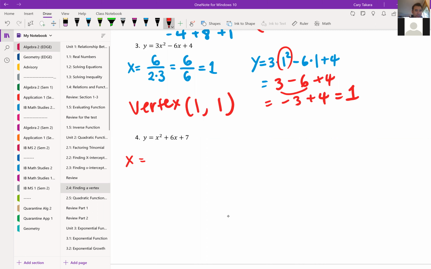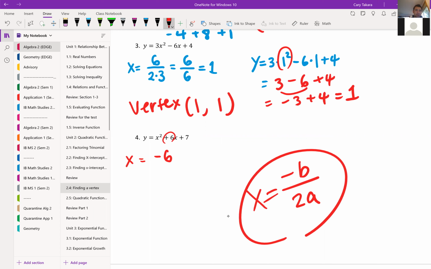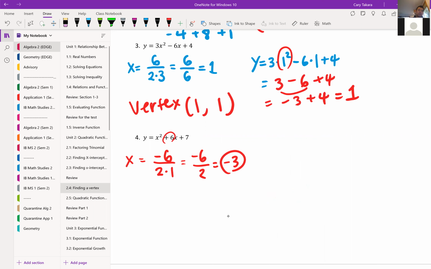B, opposite of b. Now b is positive 6 this time, so the opposite will be negative 6. Again, the formula is opposite of b over 2a. That's the x coordinate vertex formula. So negative 6 over 2 times 1. It's negative 6 divided by 2, so the x coordinate will be negative 3.